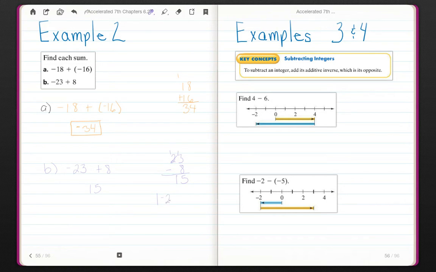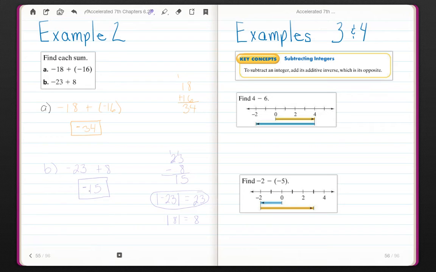The absolute value of -23 is 23. The absolute value of 8 is 8. -23 has the greater absolute value, so we're going to keep that negative sign, which made sense because I start at -23 and I'm headed towards 0 and adding that 8, but I'm not going to get there, so my answer still being negative definitely makes sense.